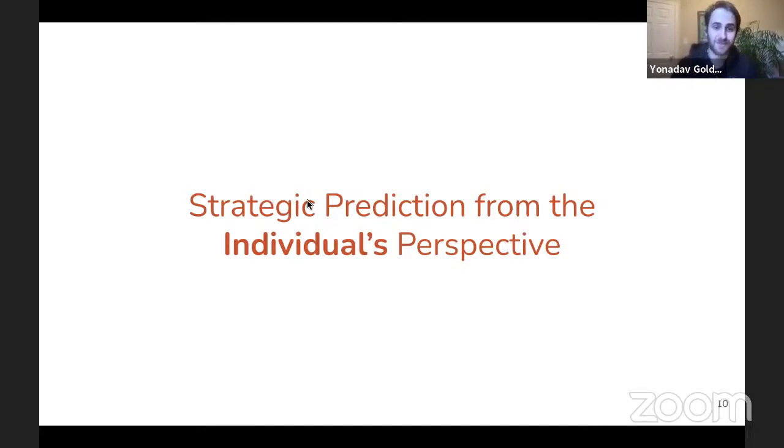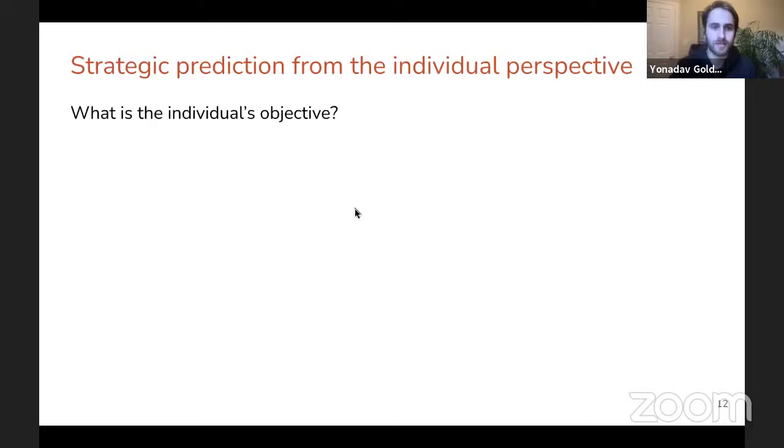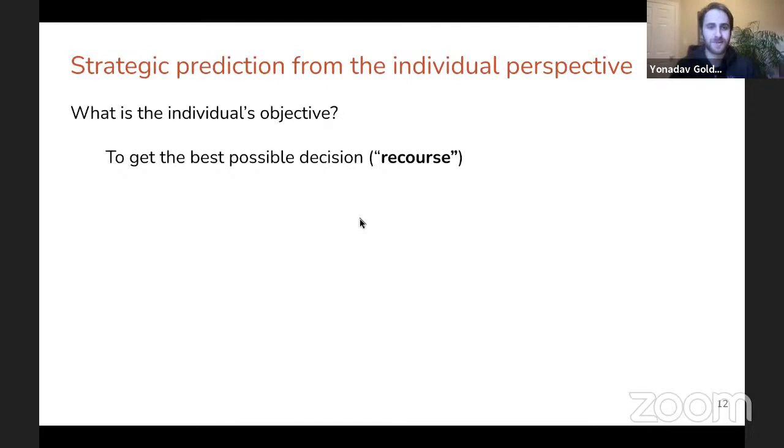So first, let's focus on what these individuals actually want out of a decision, out of this entire process. The simplest answer is that they would like recourse. They would like to get the best possible decision that they can get out of this prediction rule. So if we go back to the credit example, an individual wants to get a loan. They want to have a good credit score. Everything else is just on some level secondary.